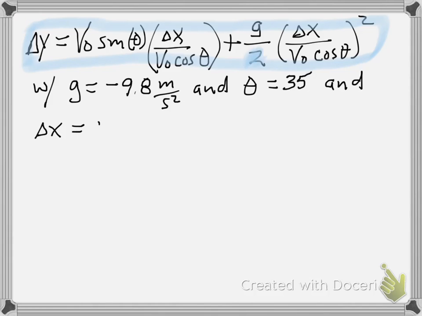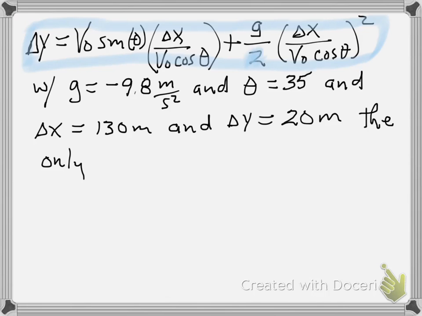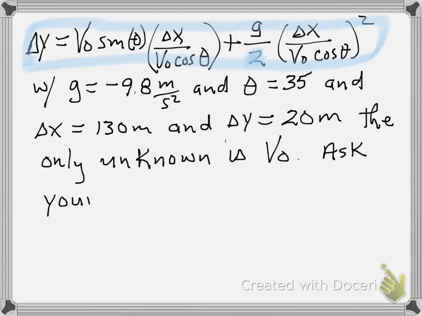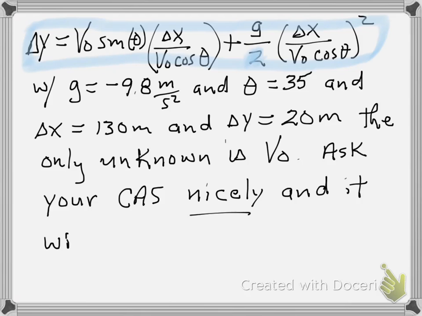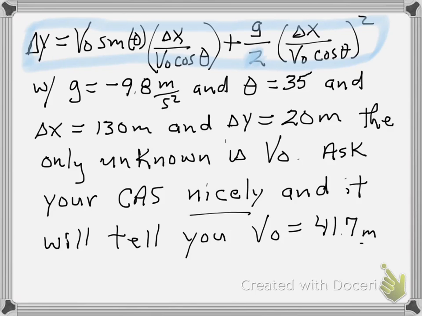Okay, we know g, and I am going to use 9.8 on this one. Theta is 35 degrees. Change in X is 130. Change in Y is 20. So the only unknown we have is V0. Now, because this is a quadratic, a polynomial of degree 2, for you pre-calc folks, if you ask your CAS unit nicely, use the solve function, it will tell you V0 is 41.7.